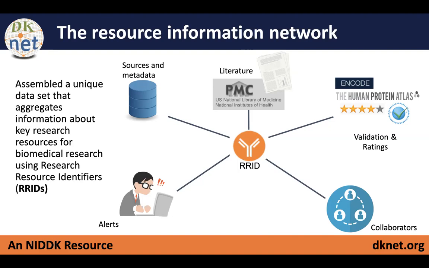And the backbone of all this information about resources is that, by pulling in information from the resource authorities that exist out there, pulling information from the literature, pulling information from other large projects that do validations and ratings, such as the Human Protein Atlas and ENCODE, which provide additional information about antibodies, we're able to assemble this unique data set, which aggregates all this information about these key resources.